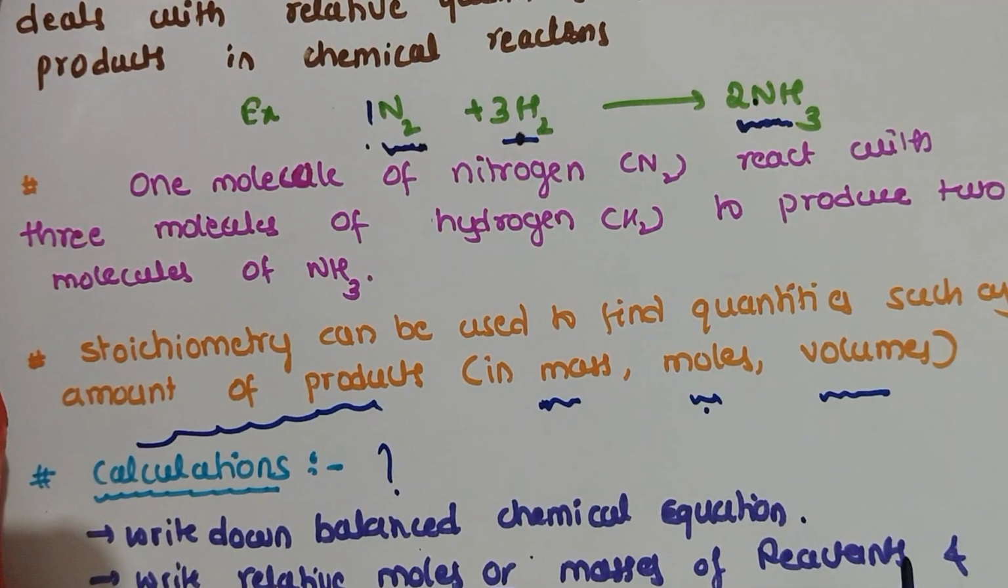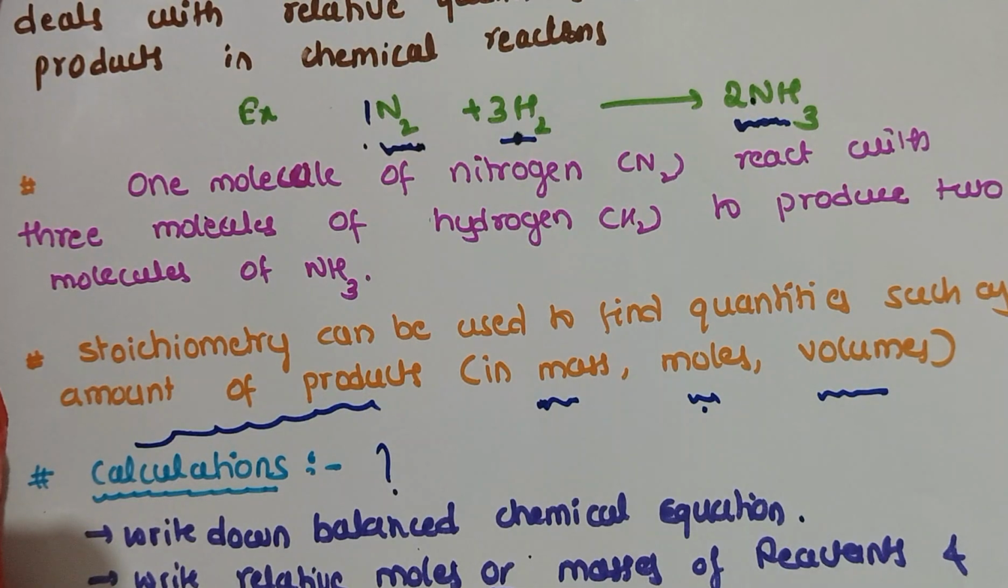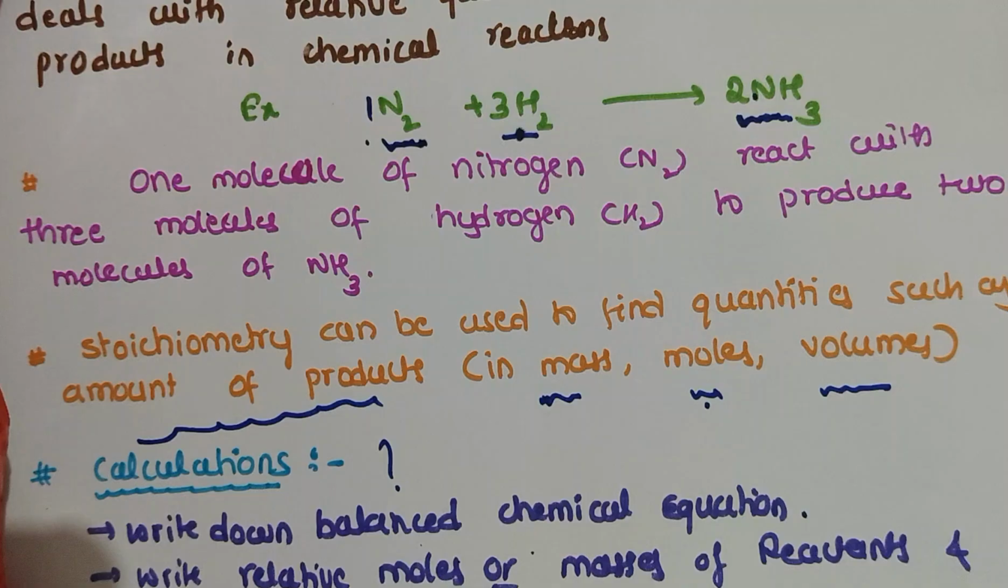In this concept we are going to discuss the calculation of the relation between reactants and products. It means that here the amount of reactant is given and they may ask for the product, or the amount of product is given and they may ask for the reactant. Those are called stoichiometric calculations.